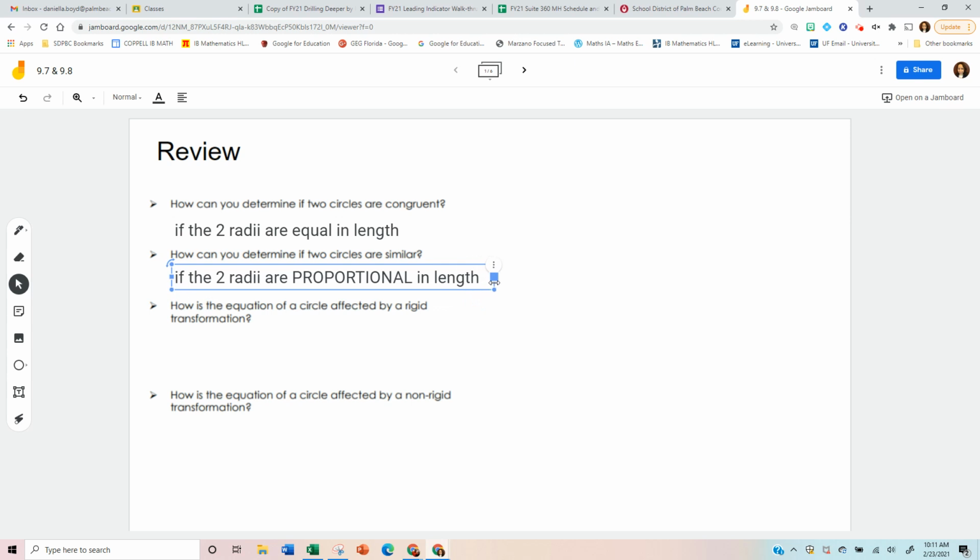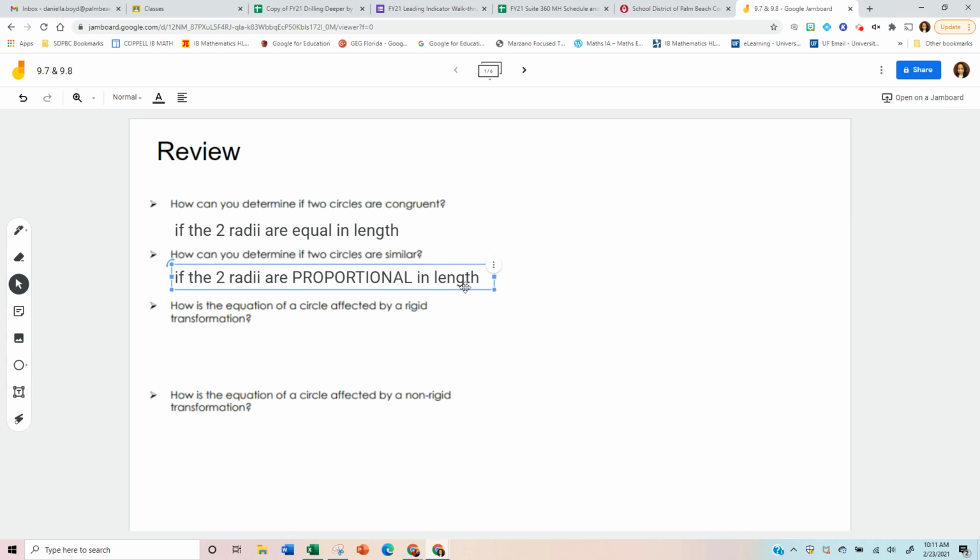You may remember this from when we did dilations and similarity, and there was something called a scale factor, which was a number that we multiplied to a figure to make it either bigger or smaller. So they are proportional to each other in length.